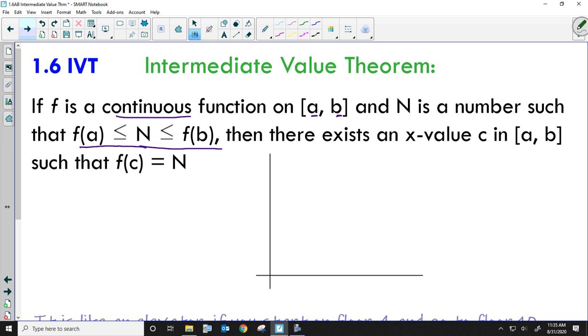Feel free to pause whenever you need to and get that definition down. Just like the squeeze theorem, we're going to have a handful of theorems that are pretty important. I'm also going to draw a visual for this.